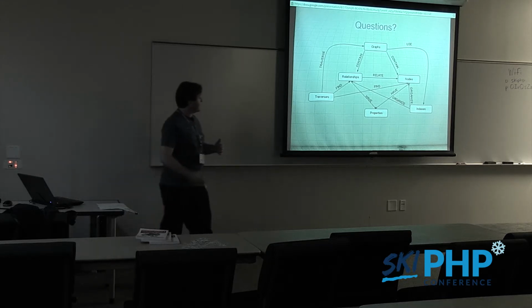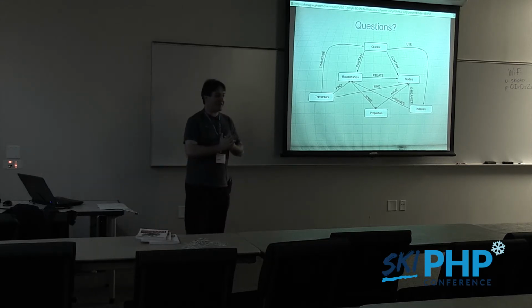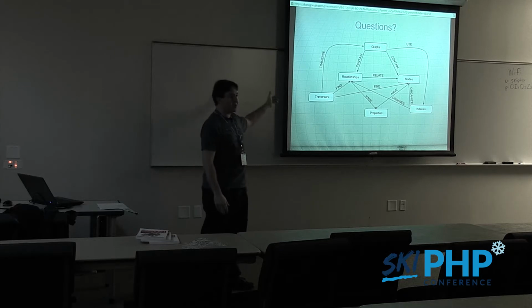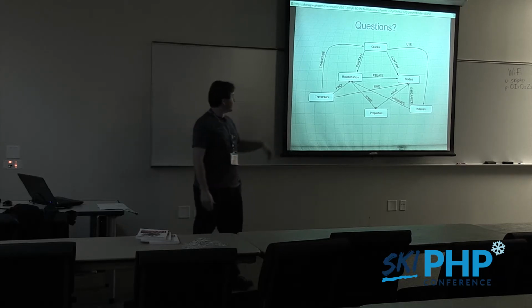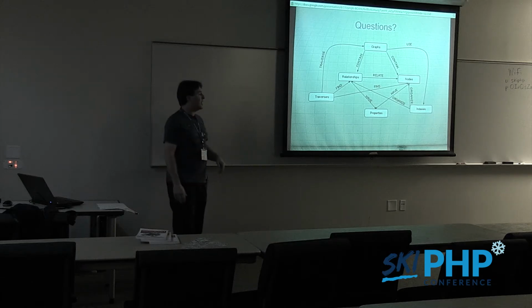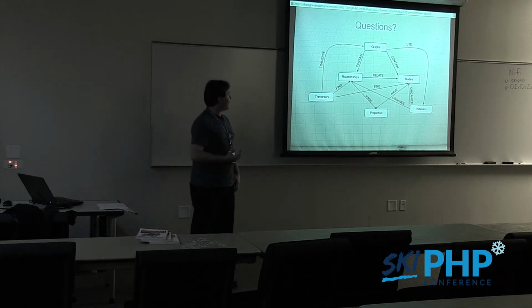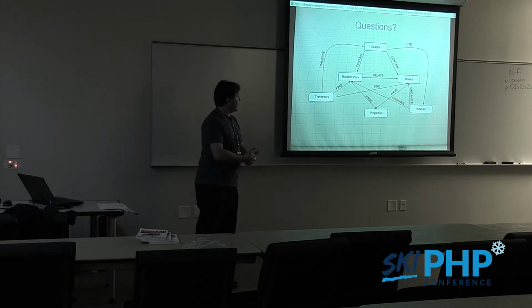So this is my graph to explain how graphs work. Graphs use indexes to organize nodes and relationships. Traversers like Cypher find relationships and nodes. Relationships and nodes have properties. Relationships relate nodes. This is basically the property graph represented as a graph. And I would be happy to answer any questions.